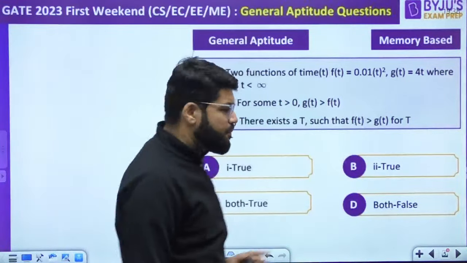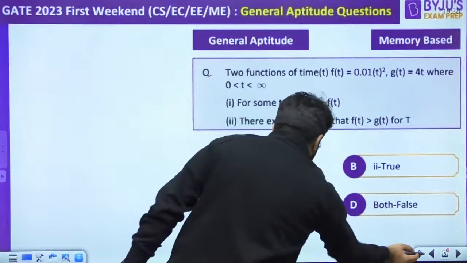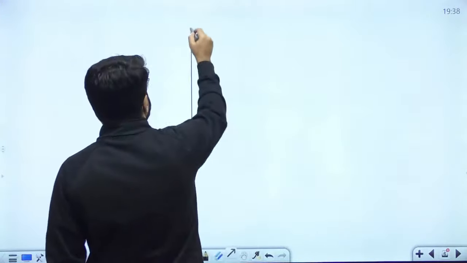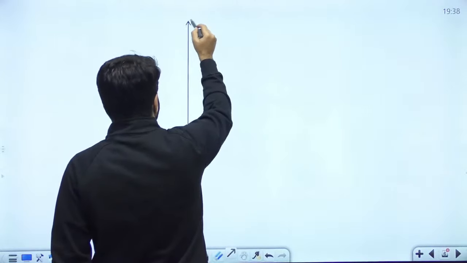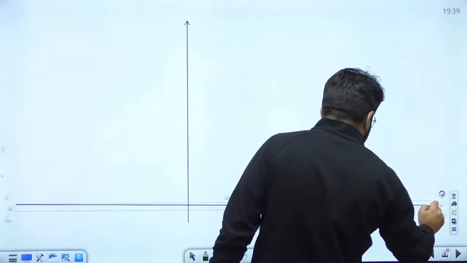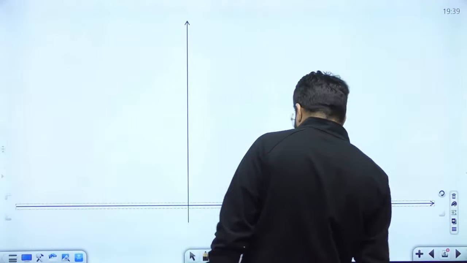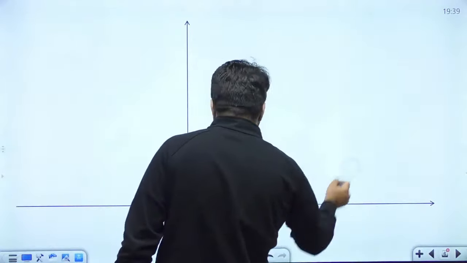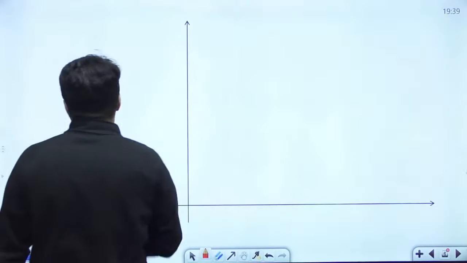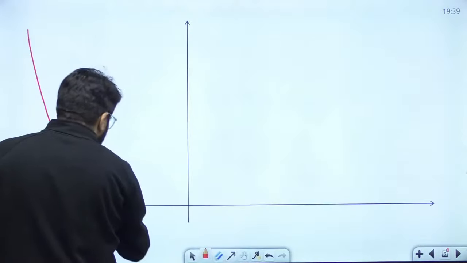That is a straight line. So in simple, let's sketch this. These are some of the questions. First, I'm going to start with the graphical based questions, and y is equal to 0.01 x square. You are going to get a parabola, and where do they intersect?